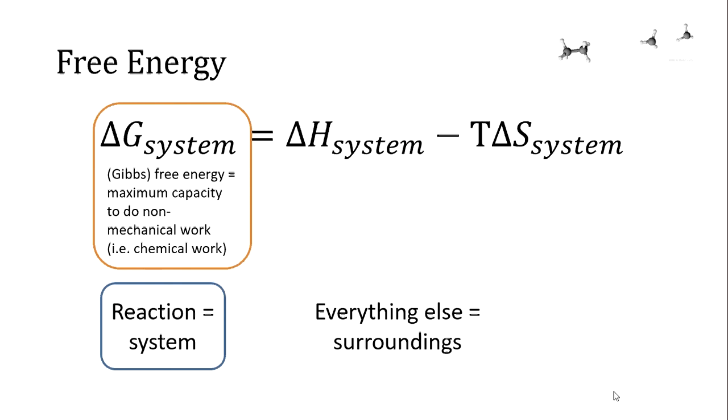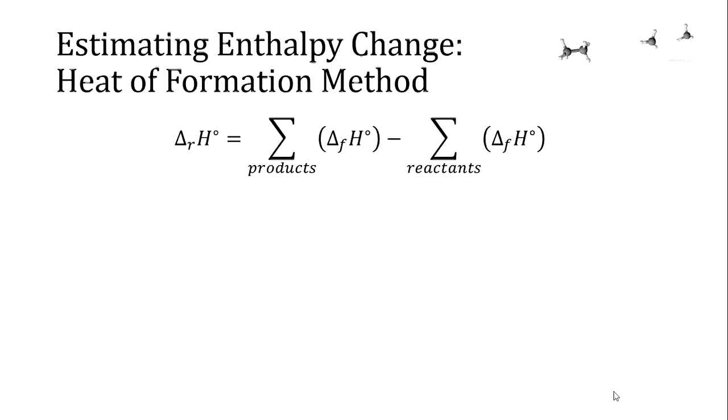We can estimate the free energy change of the system if we can estimate the enthalpy change and the entropy change of the system at a given temperature. One way to estimate the enthalpy change of a reaction is to use the heat of formation method. You probably use this in general chemistry to estimate the enthalpy change of various reactions.